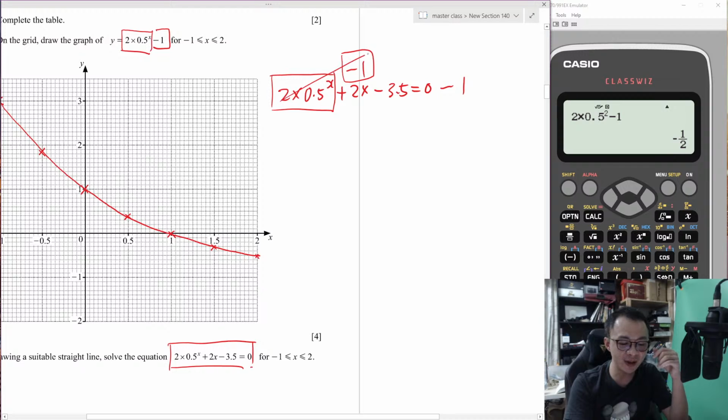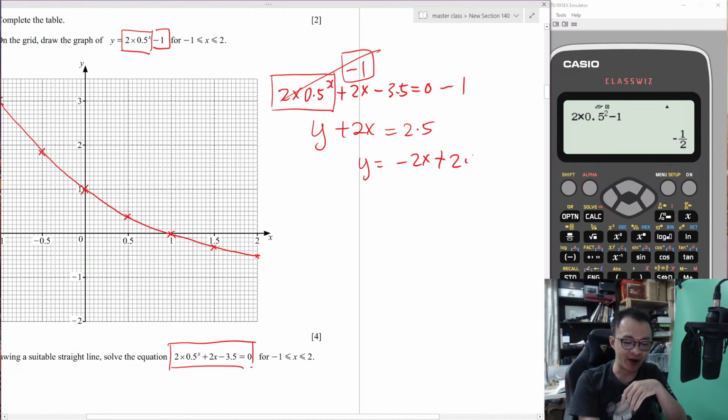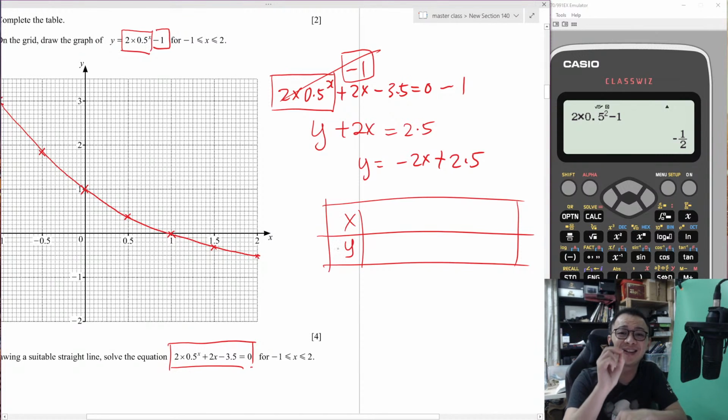So the whole thing here can transform into y plus 2x. This one moves to the other side, and I will get positive 2.5 because 3.5 minus 1. So y equals negative 2x plus 2.5. Alright, right now I get the equation of the straight line. Then the next thing I need to do is draw it to find the solution. The solution is the intersection point between the straight line and the curve.